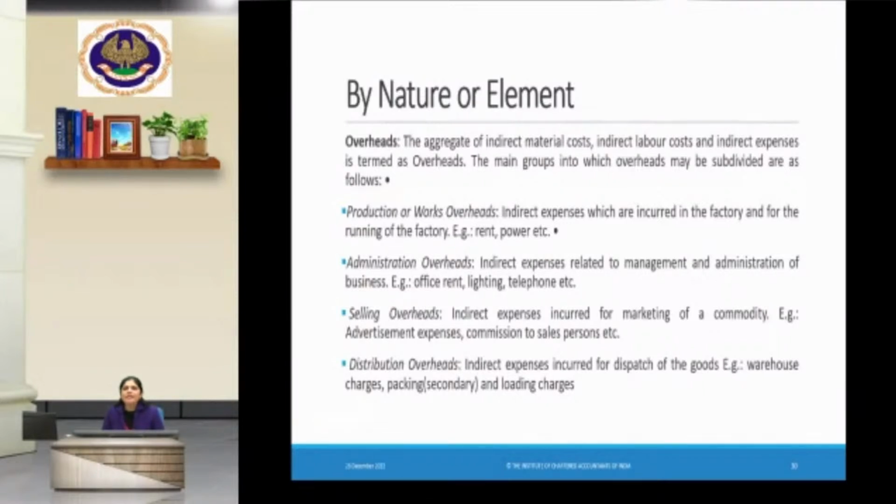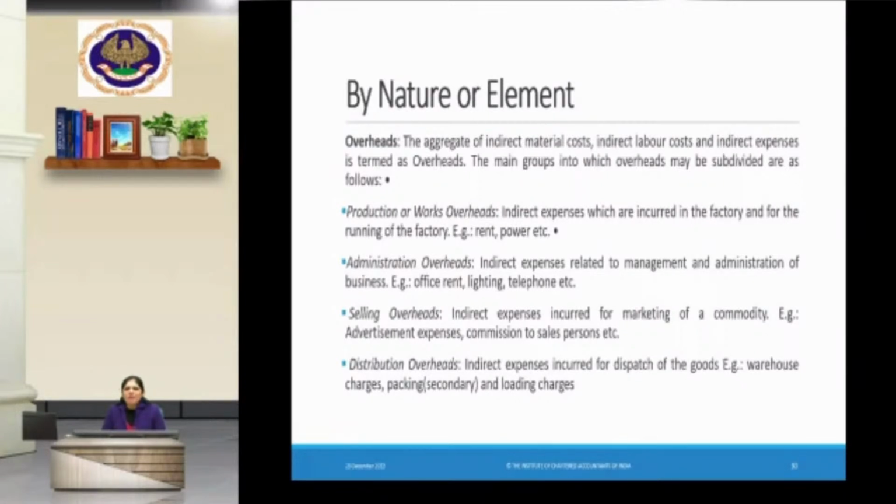Production means indirect factory expenses. Admin means indirect office expenses. Selling means indirect sales expenses. Distribution means indirect logistics and dispatch and everything, all those things. So overhead actually means indirect.